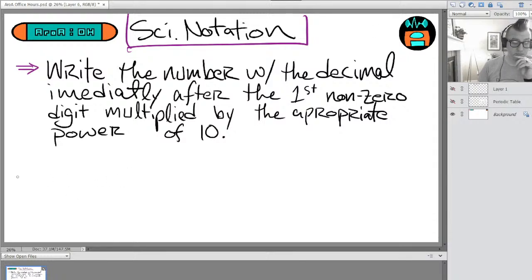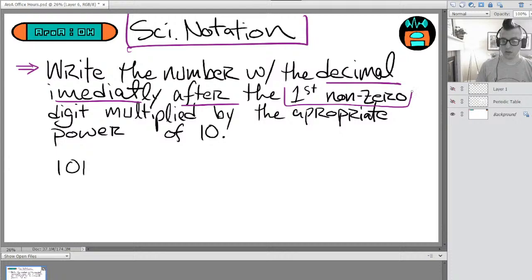So for example, if you had the number 101, if you want to write this number in scientific notation, remember we have to write the number with the decimal immediately after our first non-zero digit. Well, our first non-zero digit is 1, which means that we have to have our decimal place immediately after it. The problem is the decimal place in 101 is right here. So we have to bounce this decimal place 2 spaces over if we're going to write 101 in scientific notation.